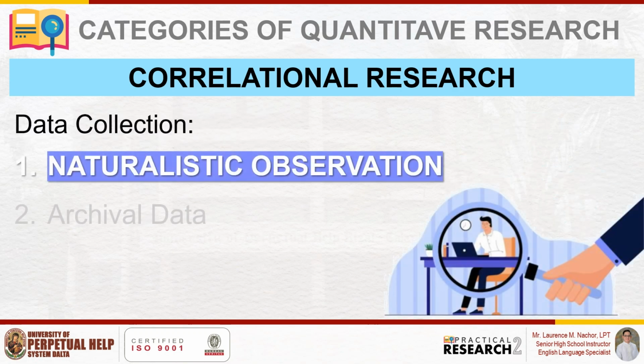Now, the first one is naturalistic observation. It involves collecting data by observing subjects in their natural environment without any interference. This method allows researchers to study behavior as it occurs organically. For instance, if you're researching how students interact during group work, you might quietly observe a class session without influencing what the students do. So this is an example of naturalistic observation.